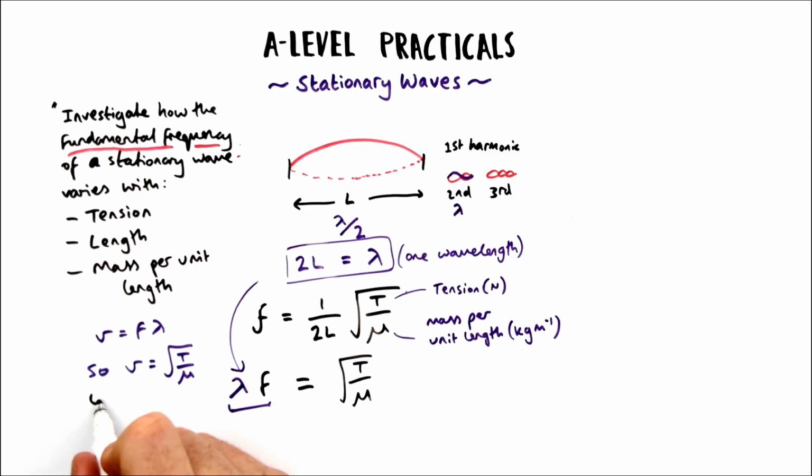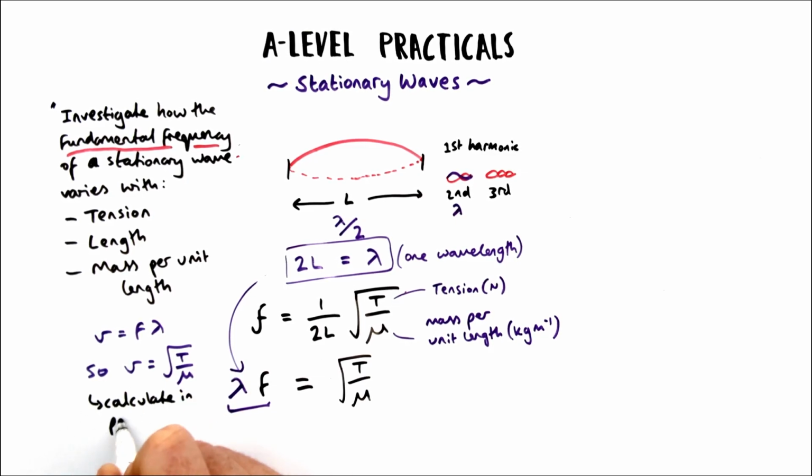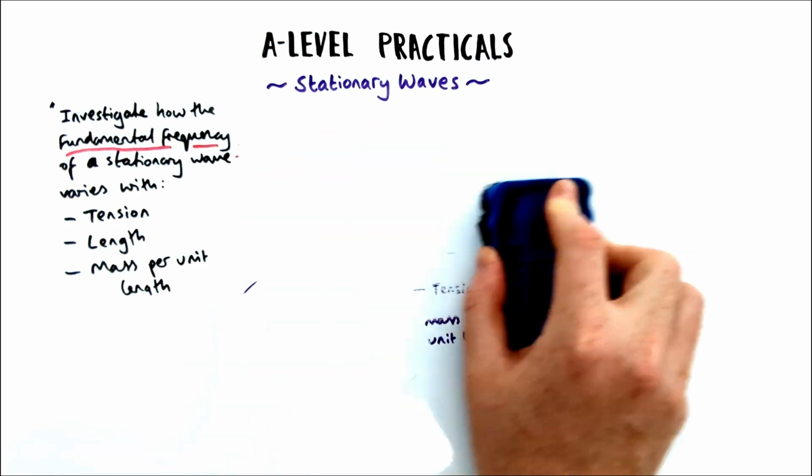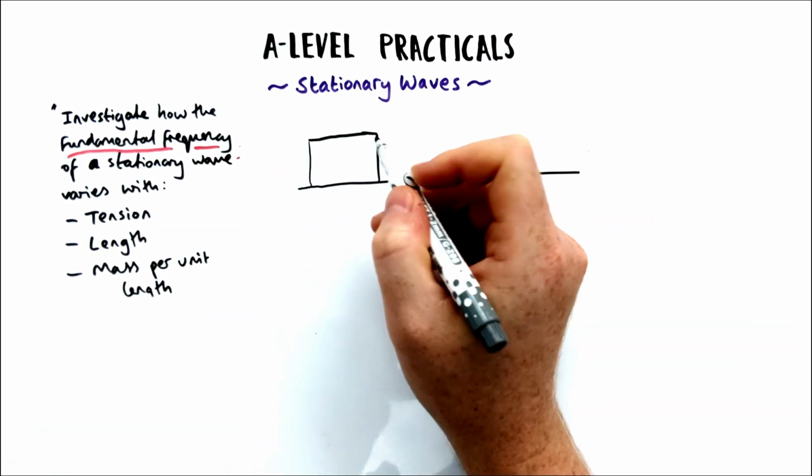So in this practical, you're likely to be asked to calculate a value for speed by varying the length, for example, and then compare it to the value from the square root of the tension divided by the mass per unit length. So let's have a look at the experimental setup.